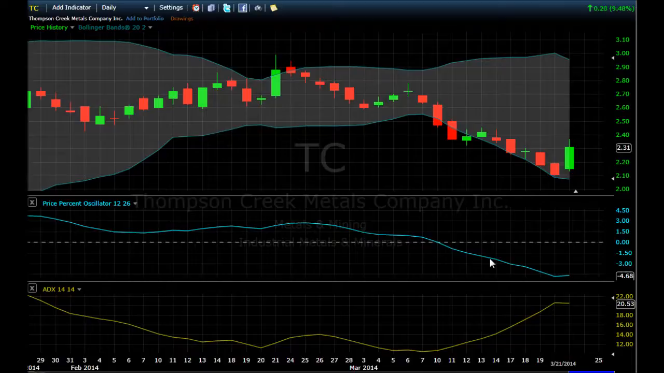So hopefully you found that this indicator is helpful. It is something to add to your arsenal when doing analysis, whether you use technical analysis, fundamental analysis, whatever the case may be. It is best to use this as a supplement. Don't use this as your only indicator, but it's something that does help.